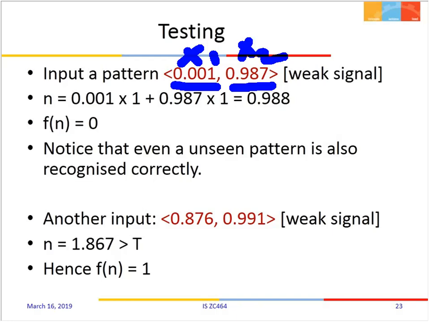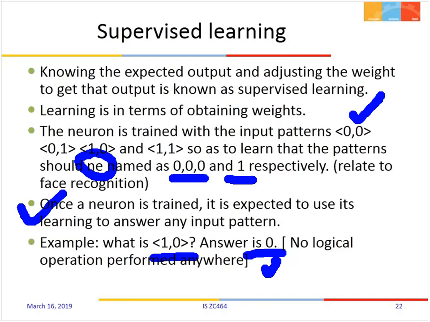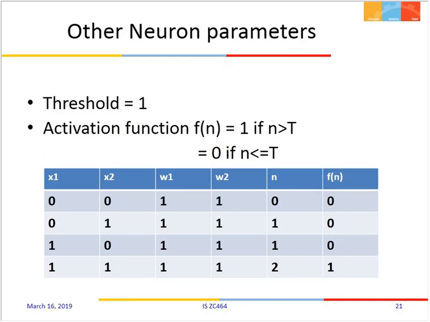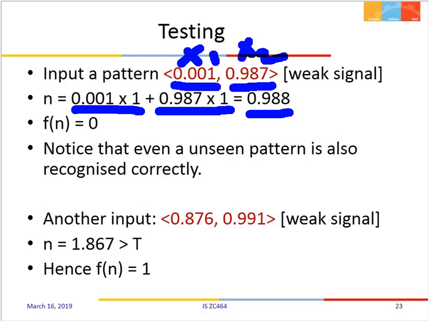Let us see what it gives us with the weights 1, 1. If I am taking weights as 1, 1, the weighted sum is 0.001 into 1 plus 0.987 into 1, and it makes it 0.988, right? Based on the definition of our activation function discussed in this slide, f(n) will be equal to 1 if n is strictly greater than the threshold. Otherwise, f(n) is 0 if n is less than or equal to t. If I am taking t as 1 in the training process, then t remains the same in the testing process also. And then t being 1 is larger than 0.988, which is the weighted sum. So f(n) is equal to 0. So even an unseen pattern is recognized correctly, right?